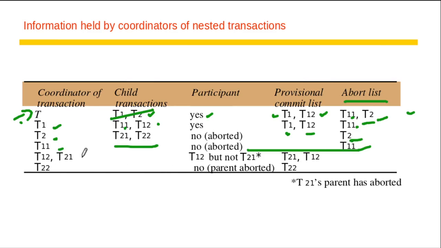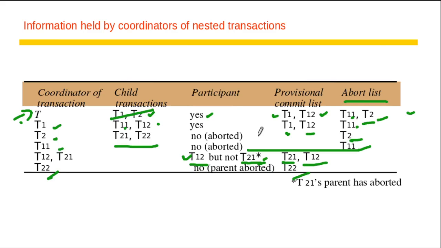T12 and T21. So T12 is going to participate. It is participating. However, T21 is not. Why? Because it has aborted. And T21 and T12 were on the same server kind of thing. T22 is okay. It is also aborting because the parent has aborted. Okay. So in this way, some information they will maintain.